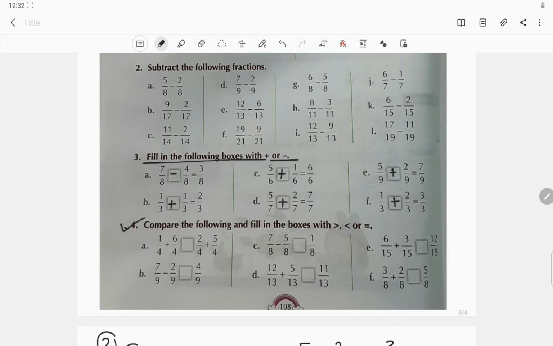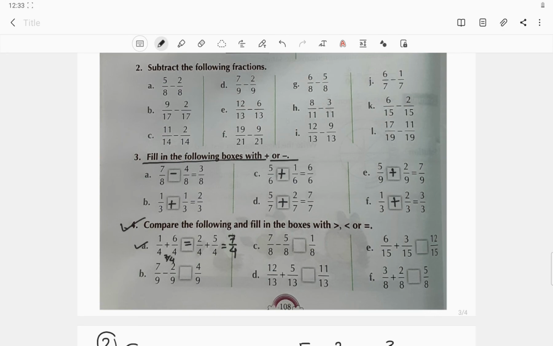Now question number 4, compare the following and fill in the boxes with greater than, less than, or equal to. So question number A, 1 by 4 plus 6 by 4. If you add them simply, you will get 1 plus 6, that is 7 by 4. And in the next portion, it will be 2 by 4 and 5 by 4. So simply add the numerators, you will also get 7 by 4. So both fractions are the same, so it must be equal.